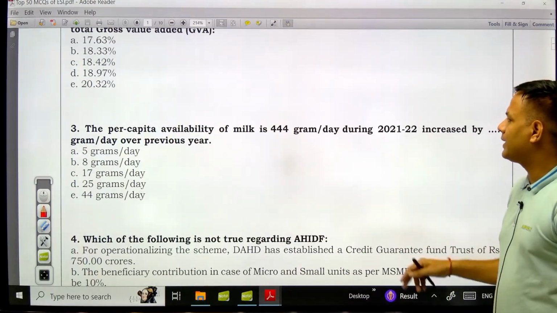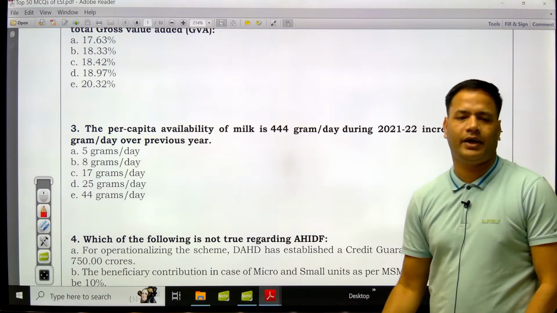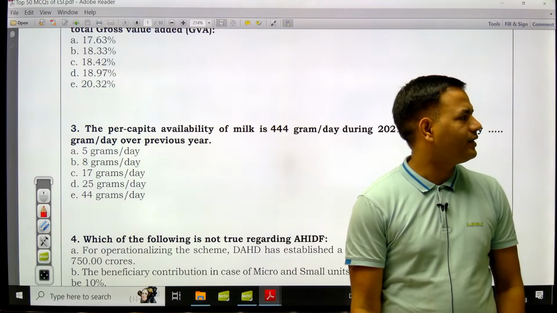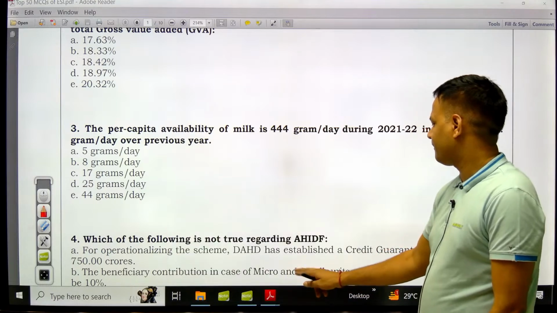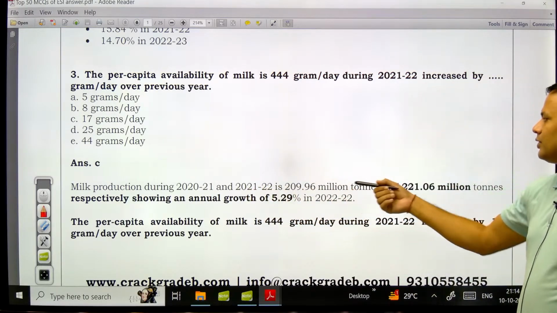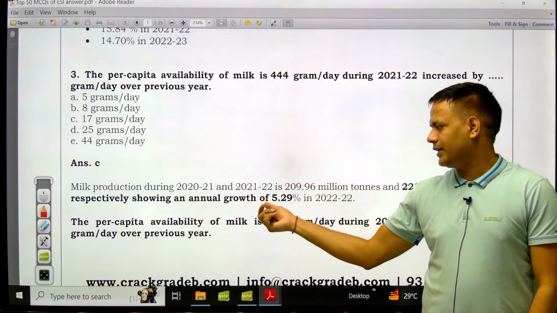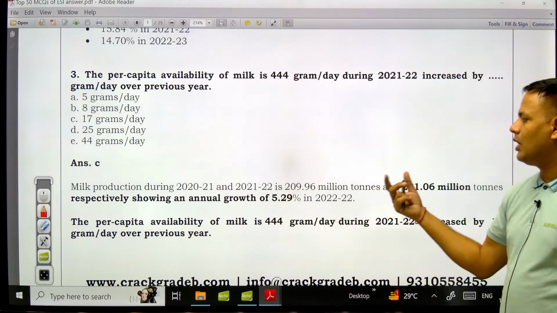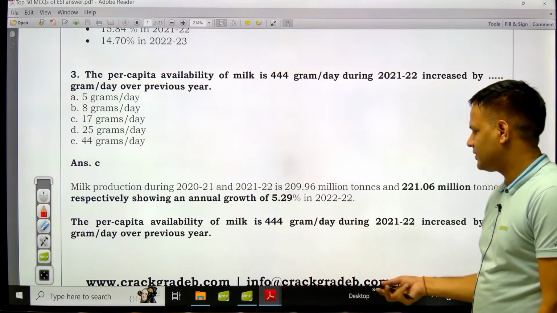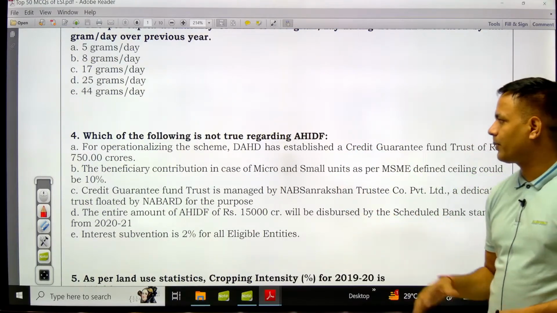The per capita availability of milk is 444 gram per day during 21-22, increased by how many grams per day as compared to the previous year? Yes, 17 gram. It is right. It increased by 17 gram per day, and total milk production during 21-22 is 221.06 million tonnes. So this data is again important, and the annual growth rate is 5.29%, and per capita availability of milk is 444 gram per day, increased by 17 gram per day over the previous year. So these are the important questions I have taken from various sources. Mainly reference websites are being used to prepare these questions.